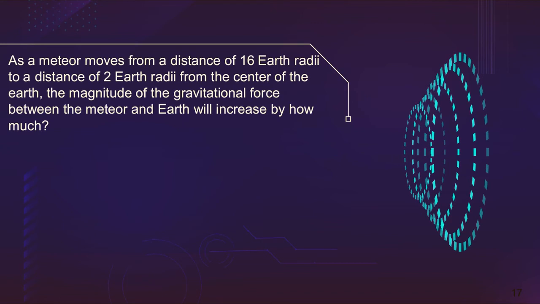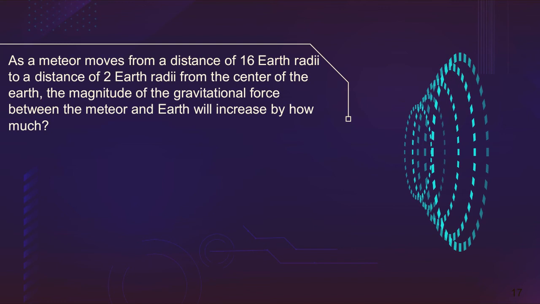Okay, so a meteor moves from a distance of 16 Earth radii to a distance of 2 Earth radii from the center of the Earth. The magnitude of the gravitational force between the meteor and the Earth will increase by how much? All right, so we see some numbers. We don't really see actual units. It's a little weird. You don't need to write the full question. Just basically say, moves from a distance of 16 Earth radii to a distance of 2 Earth radii, and mention that there is a meteor, and mention that there's Earth, and we're trying to figure out how much the gravitational force will increase by.